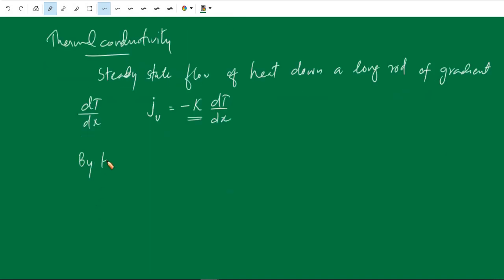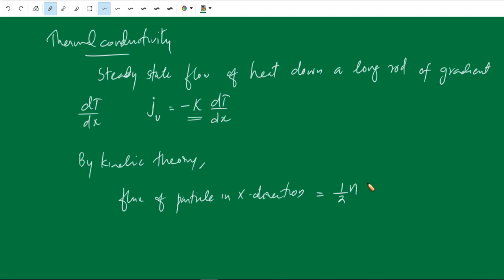By kinetic theory, the flux of particles along the x direction is given by 1 by 2 n times the average of modulus of Vx. Here n is the number density of particles or molecules, and Vx is the velocity of particles along the x direction. We are taking the modulus of this velocity, that means we are taking the absolute value of the velocity. At equilibrium, there will be the same kind of flux of particles along the opposite direction of the x-axis.